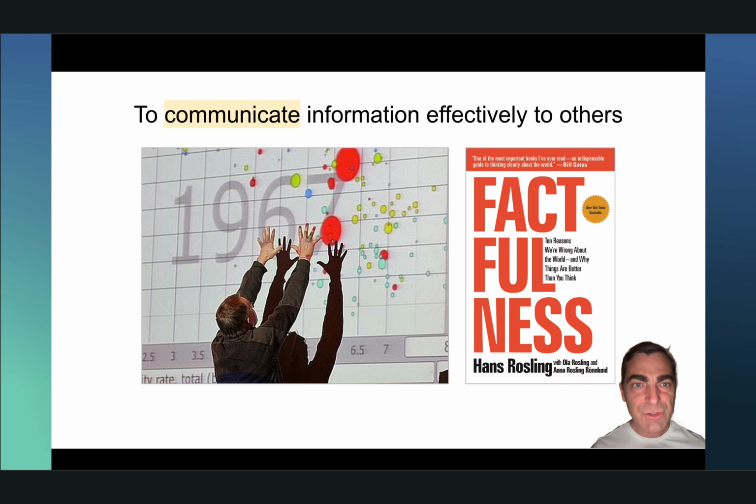Second goal is also to communicate information effectively to others. So it's possible that we already know what that information is, but we want to communicate that information to other people in an effective way. What we see here in this image is Hans Rosling, a very, very famous scientist who unfortunately passed away a few years ago, who gave these amazing visual data presentations to explain how the world evolved during the last few decades.